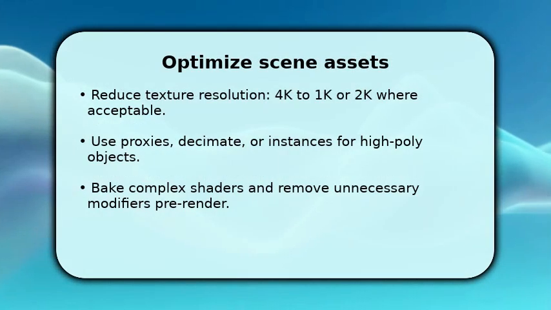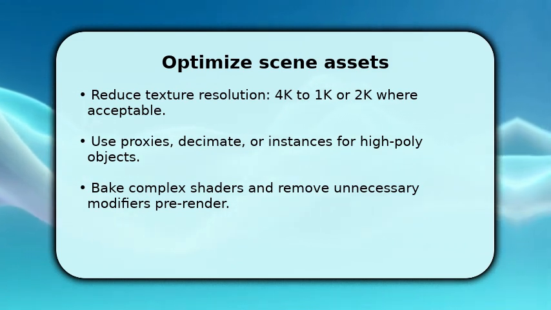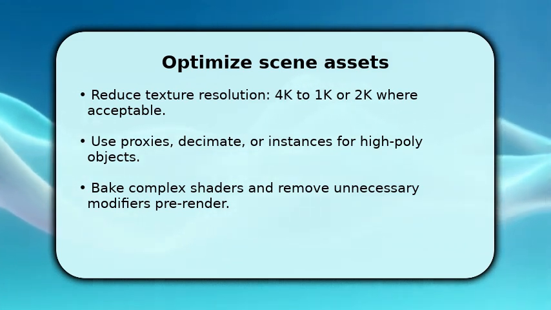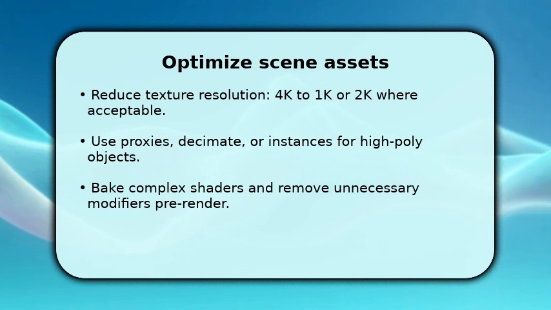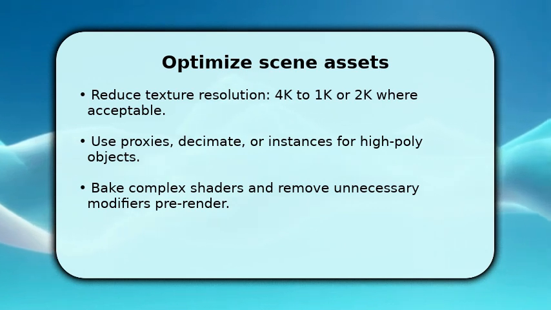Now you optimize the heavy parts of the scene: textures, geometry, and shaders. Downscale 4K maps to 1K or 2K if details won't be seen, and swap full meshes for proxies or instances to cut memory drastically. Once done, bake procedural or complex shaders to image textures so tile-based renderers use less RAM.